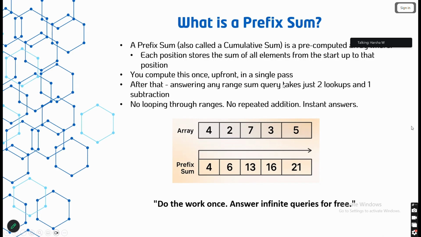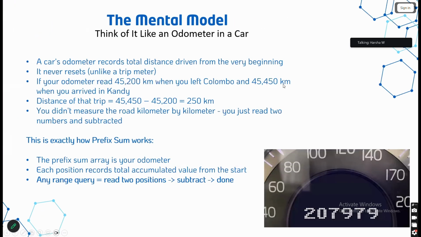So let's go through the mental model. Think of an odometer in the car, the speedometer. The car's odometer shows total distance driven from the beginning. Now again, if you just read the first statement, you will feel like, isn't this the hash map we just discussed? Now read the second and third ones. Here we are talking about a difference between two. Just say you are going from Colombo to Kandy.